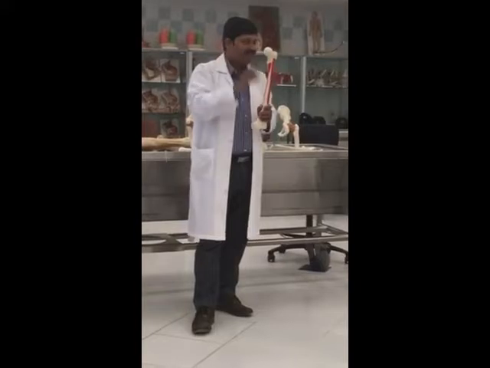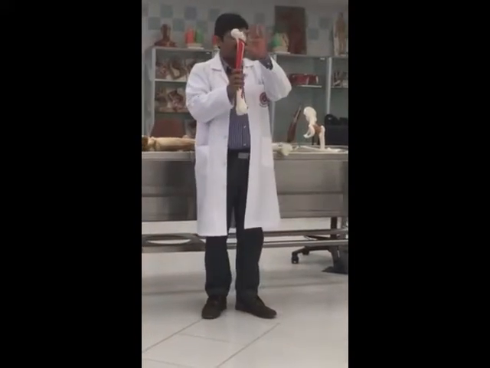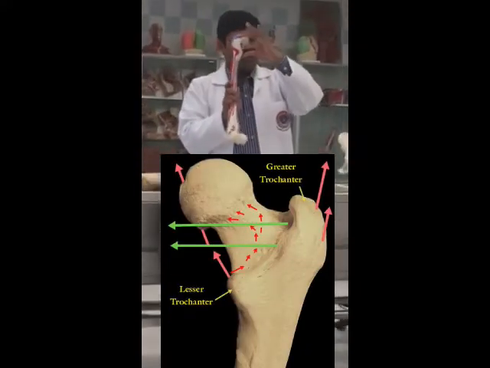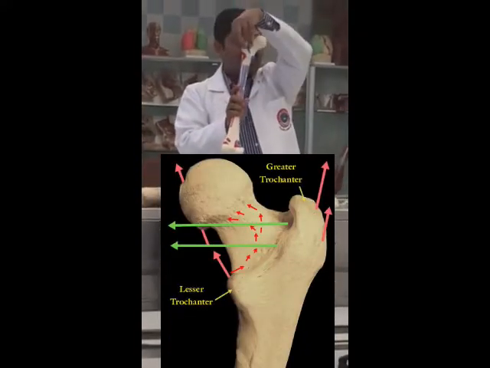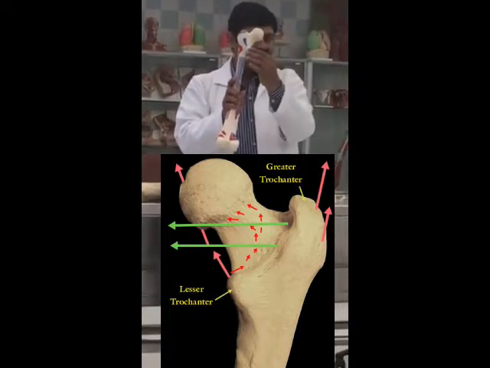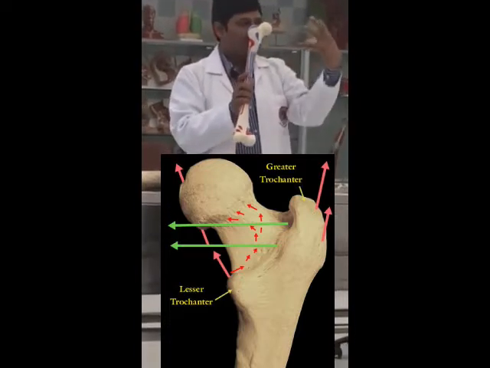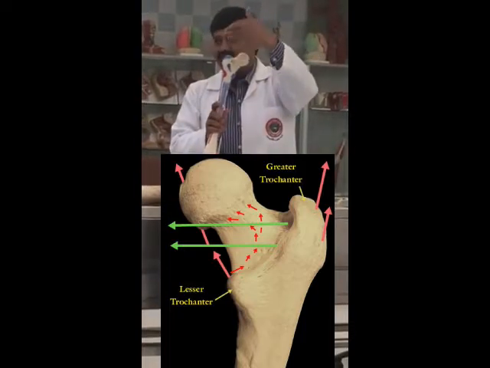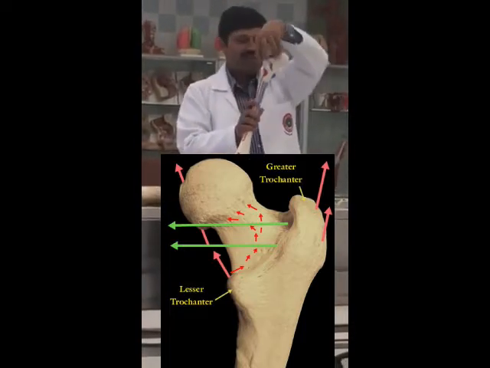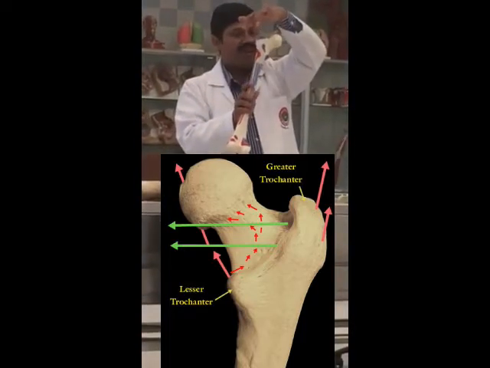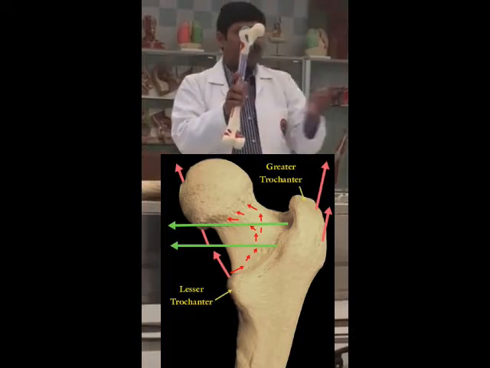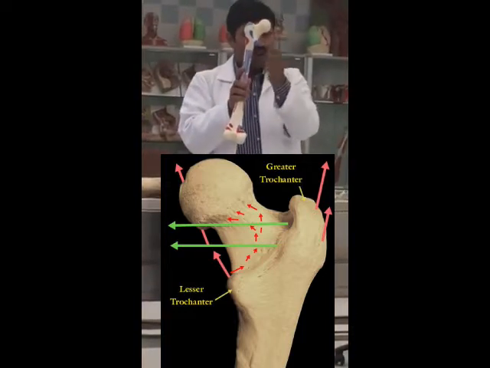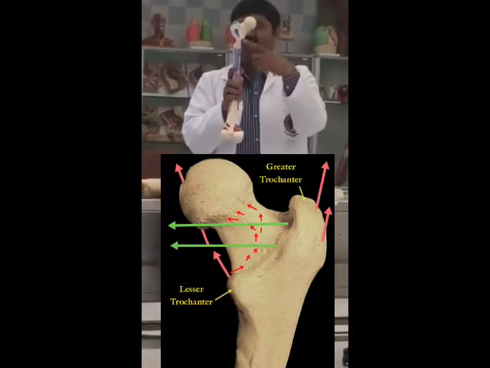Clear to everyone? Let's go to another feature in the upper end. You see this part, I'm showing you this one is the greater trochanter, and this is the lesser trochanter. Trochanters are massive, big, and they are larger than, actually we call it tuberosity also. So this is large, so we call it greater trochanter. This one is a little smaller compared to this one, we call it lesser trochanter.